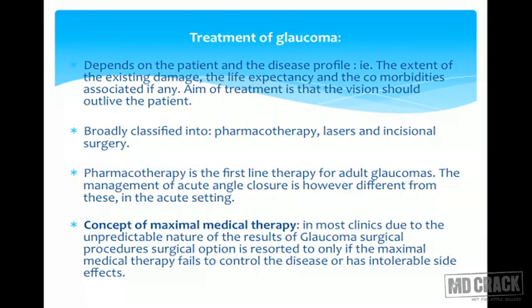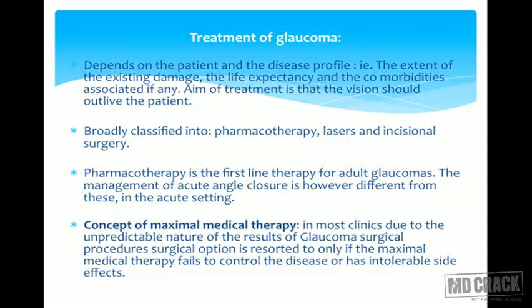Broadly, the treatment of this disease is classified into pharmacotherapy, lasers, and incisional surgery. Pharmacotherapy is the most practiced treatment because of the uncertainty of the surgical outcome of glaucoma as of today, and the wide variety of effective medications that are available to us. Pharmacotherapy is the first line in adult glaucomas. The management of acute angle closure is, however, slightly different, which we will discuss in a subsequent slide.